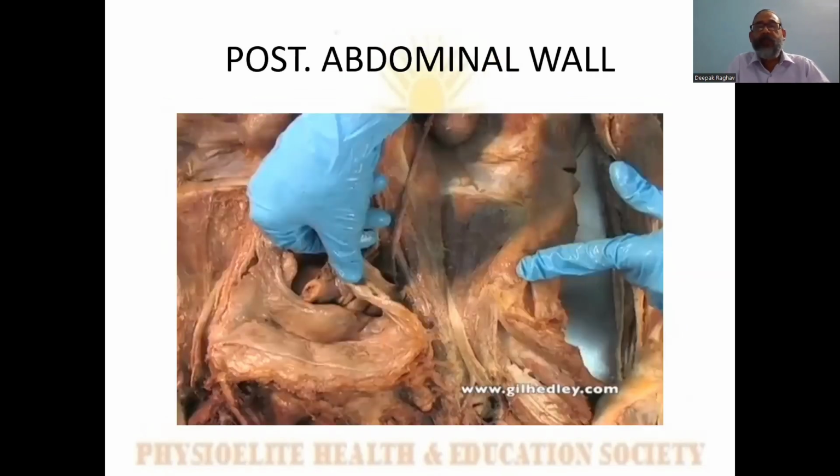Then next is the posterior abdominal wall. After these structures, last is the posterior abdominal wall, which is made up of the lumbar vertebrae, pelvic girdle, posterior abdominal muscles, and their associated fascia. These posterior abdominal muscles are iliacus, psoas major, psoas minor, quadratus lumborum, and diaphragm. So this is all about the anatomical structures of the abdomen, layer by layer.